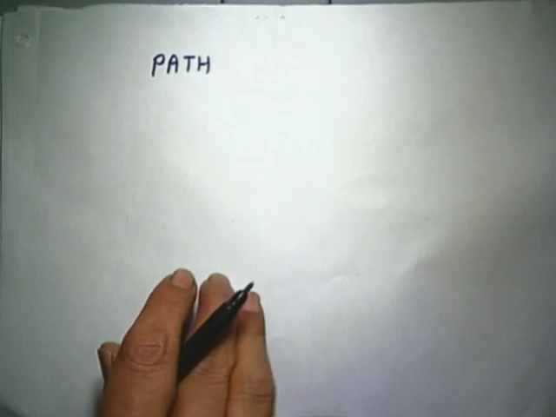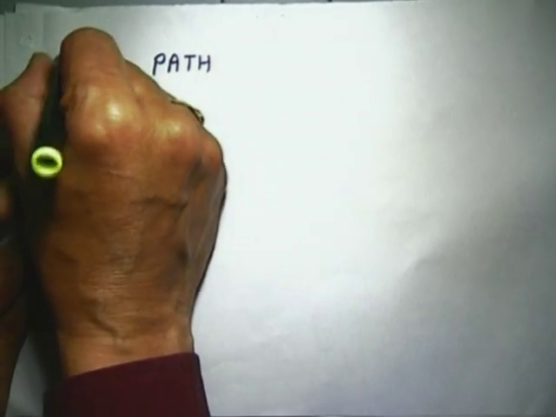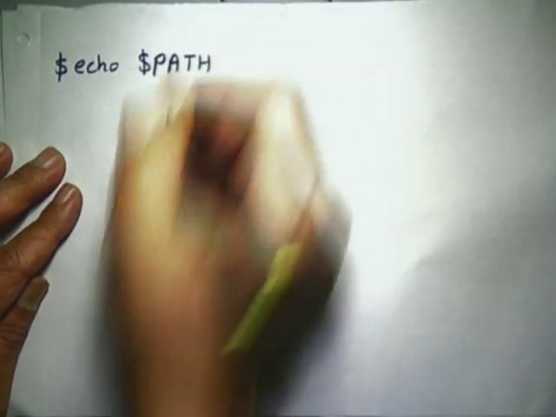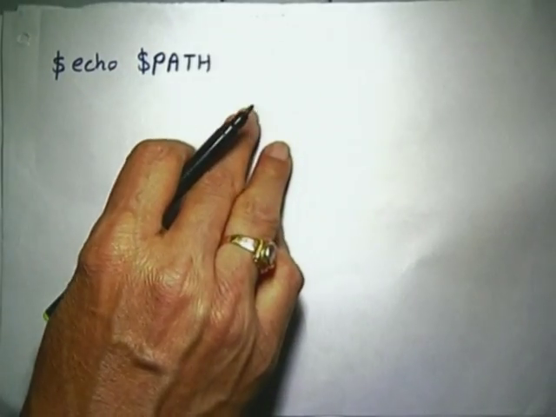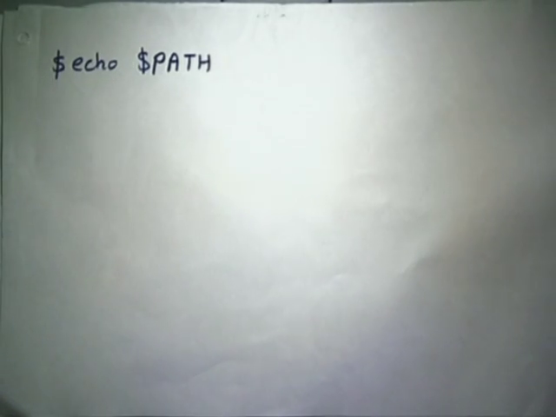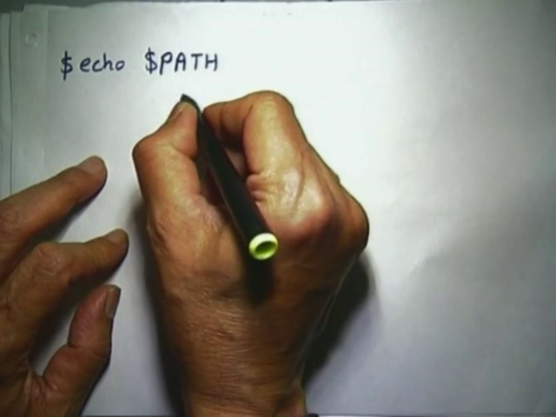When you log in, you have a file called .bashrc, which stores the initialization of all these operating system environment variables. You can see the path by giving the command echo $path. Any operating system variable, when you want to refer to its value, you say $something. So when you say this, you will get to see the path. The path is separated out by colon.